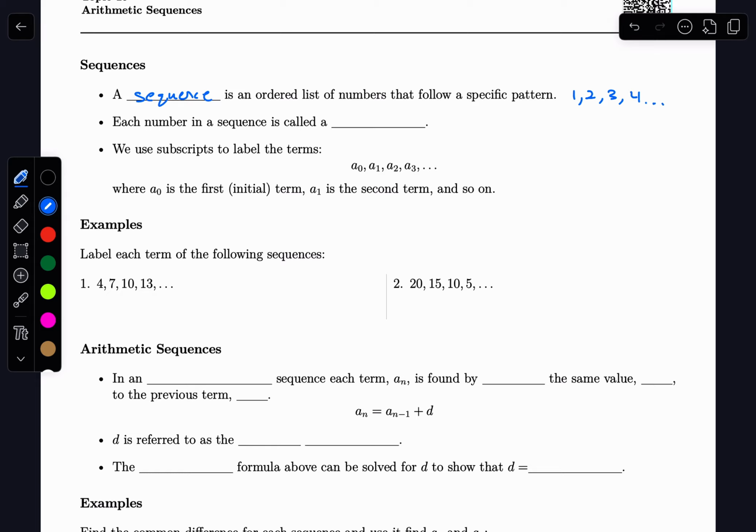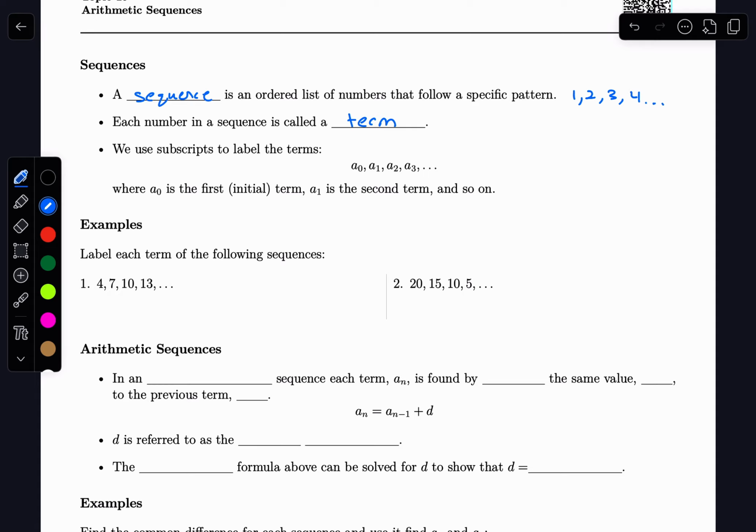Each number in a sequence is called a term. So we will have several terms in our sequence. And in order to label these terms, we use subscripts. We don't have to use the letter A, but A is what's going to be used throughout this course. In other contexts, they might use a different letter, but in this case, A is the name of our sequence. So this is sequence A. And then we use these subscripts to denote which term in the sequence we're talking about.